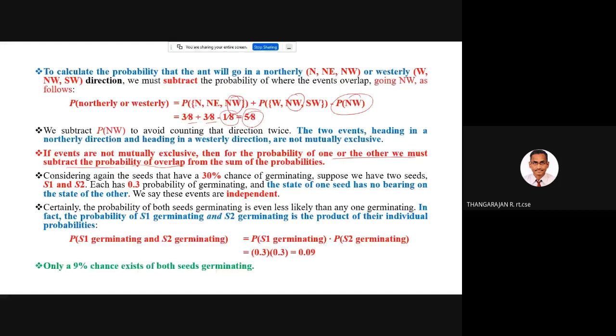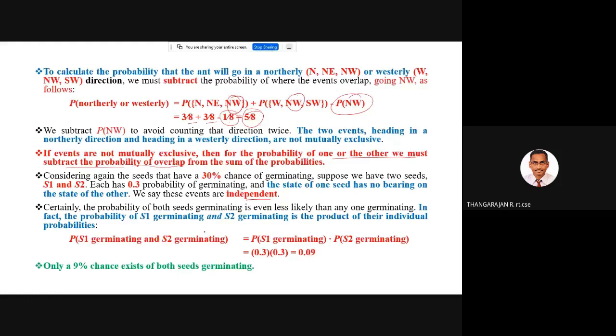Okay, they are two different events. One seed is growing, another seed is also growing. Whether it will grow or not doesn't depend upon the distance between the seeds. Does the probability that seed 1 will grow affect seed 2? There's no dependency. So in that case, such events are called independent, like the example I told you before.